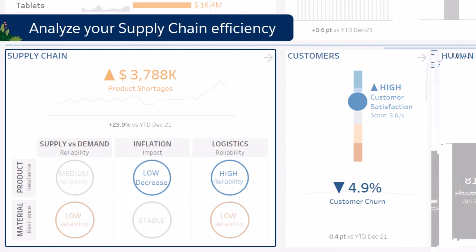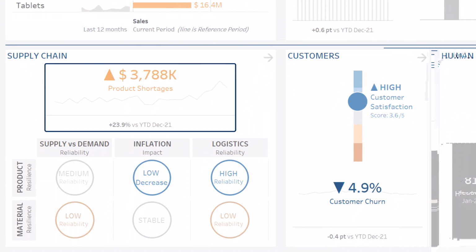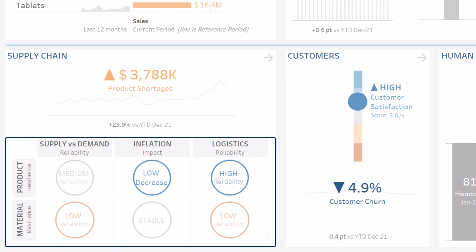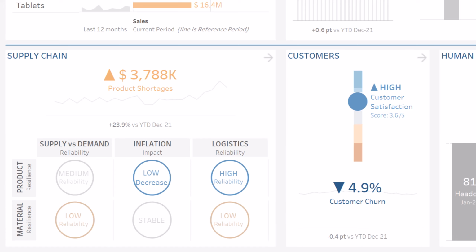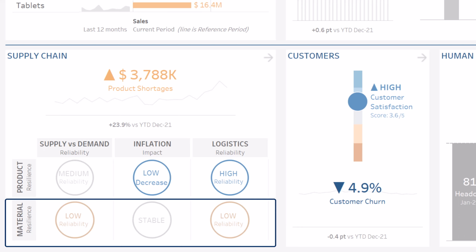At the bottom left, supply chain. First, how you are impacted by product shortages. Below is an evaluation of the resilience of your supply chain along 3 strategic pillars. Supply versus demand reliability. Are you able to meet customer demand? Inflation impact. How are you exposed to price increases? Logistics reliability. Are you able to deliver to your customers on time, in full? And just below you have a similar assessment, but not for you as a seller, for you as a customer who buys materials from suppliers.